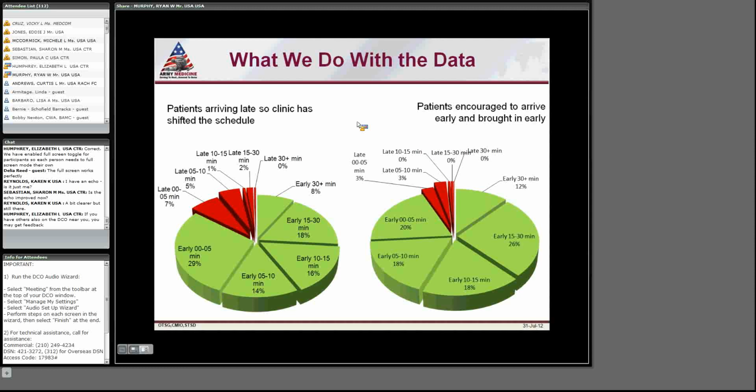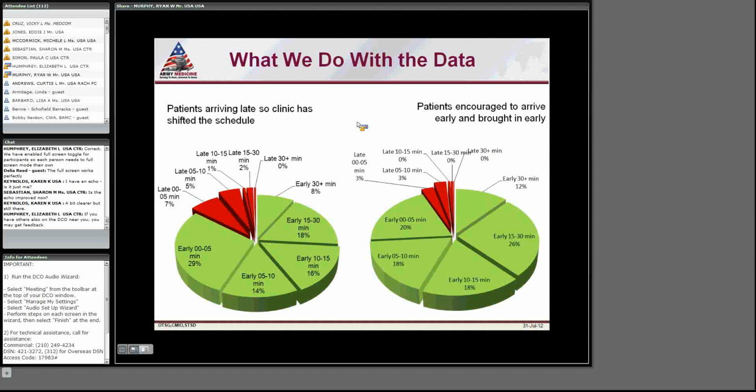So here's our interview process. The nurse says, "Yes, we shift our schedule because all the patients show up late." Then we talked to the patients in the lobby, and we didn't even ask them about this particular issue. The patient voluntarily said, "I don't show up on time anymore because the clinic is always running late."